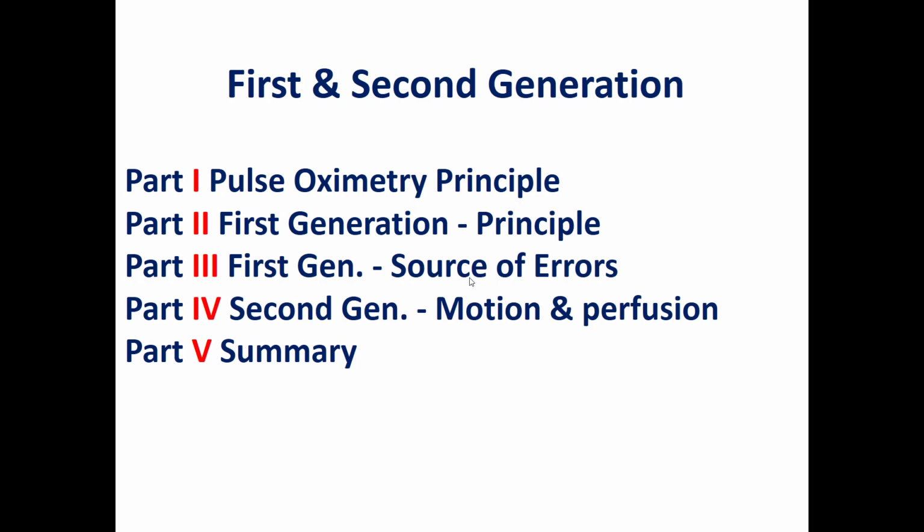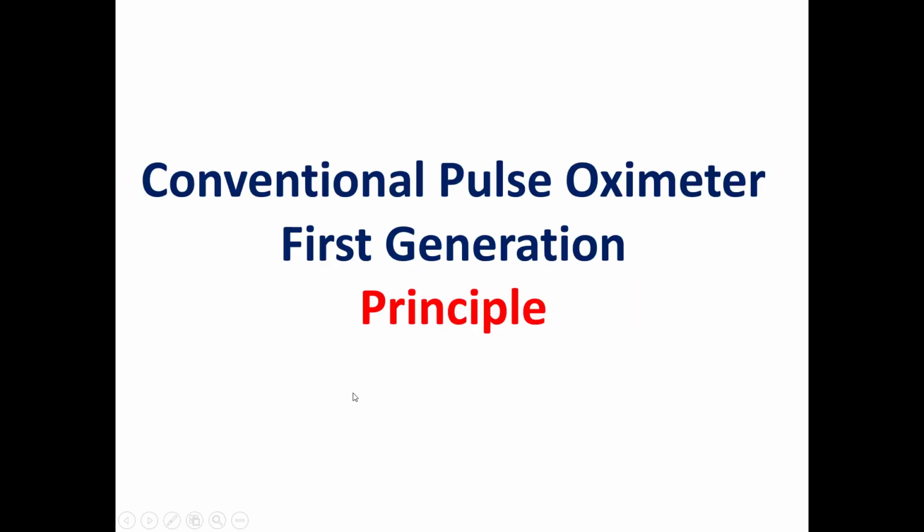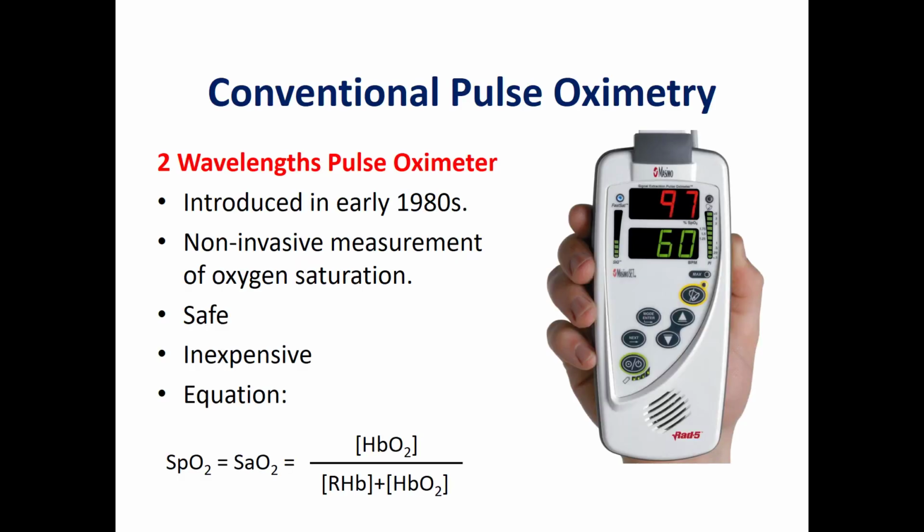Most of these errors have been fixed in the second generation, and mostly we are talking about motion and perfusion. Finally, we will have a summary of what we have covered in this part. So we'll now start with the first part, the general pulse oximetry principle.